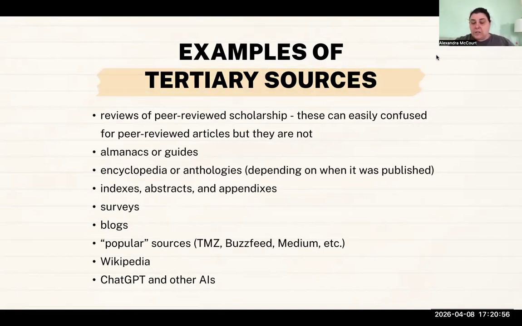And then you have ChatGPT and other AIs. What I will talk about in my lecture about AI plagiarism and ethics is that these AIs, these LLMs, don't generate new ideas. They just borrow and copy and compile from pre-existing ideas. So if you cite and use AI, it would be considered a tertiary source.